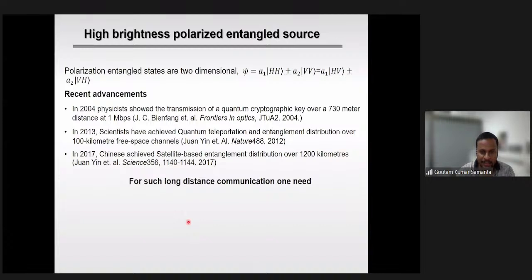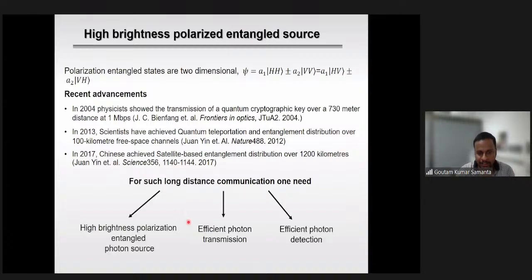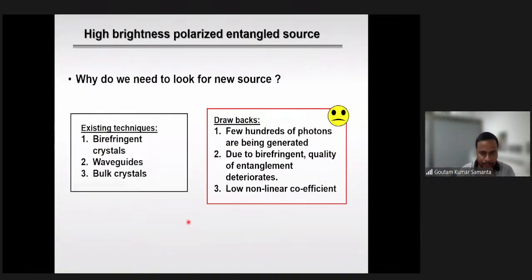For long distance communication, you have to improve the brightness of the entangled photon source. Then you have to improve the efficiency of the transmission channels. And photodetection is also another direction where one has to work. All these three things should come together to make long distance communication feasible. I'll be talking about the brightness of the entangled source.